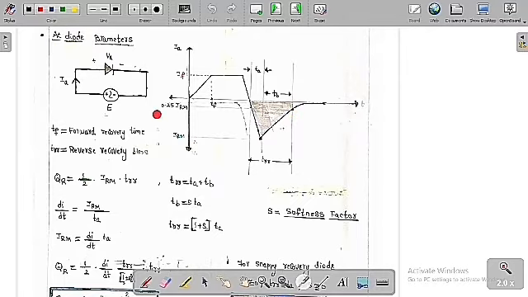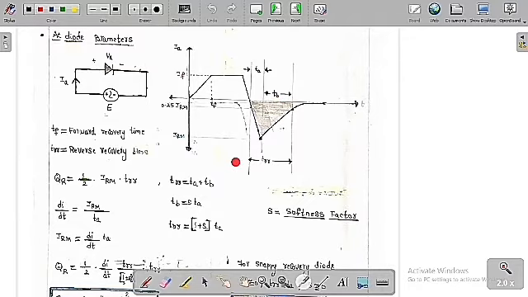Then at 0.25 of the IRM, this time from 0 to this value we are going to call the TRR, reverse recovery time. Reverse recovery time means in this time all the minority charge carriers are going to lose their charge. And from the maximum value to this instant we are going to call TB, and from 0 to the maximum value is called TA. So overall value is TRR.